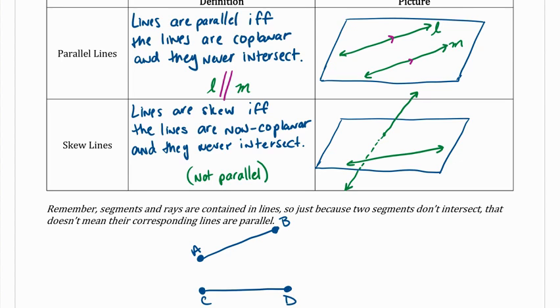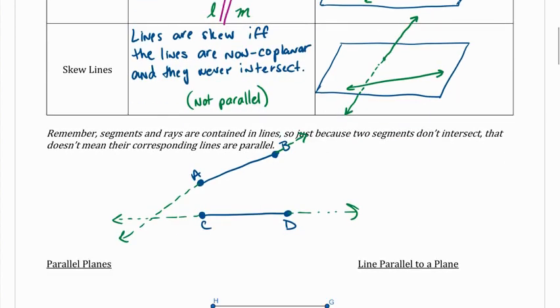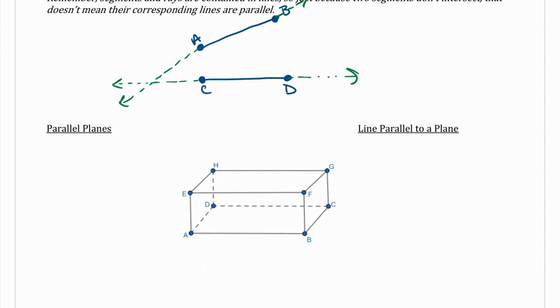Now, if I look at those two segments, they do not intersect, right? But if I talk about the lines that go along with these segments, if I extend this line off this way, and I extend this line out this way, then those lines intersect, right? So just because the segments don't intersect doesn't mean that their corresponding lines are parallel. When we talk about parallel, we're talking about lines, not segments.